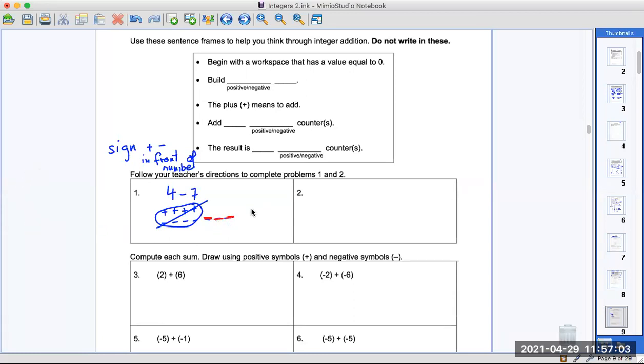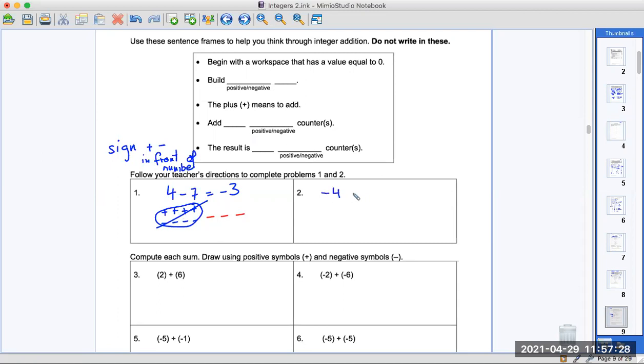Oh, I'm not doing a good job with this. Not happy with this writing. Okay, so 4 minus 7 is -3. And this is a way to model it visually. But once you get better at it, you'll not be needing these counters. Okay, let's try another.